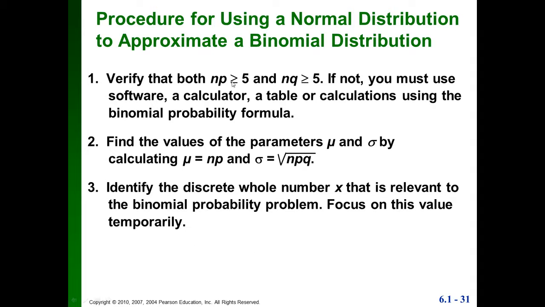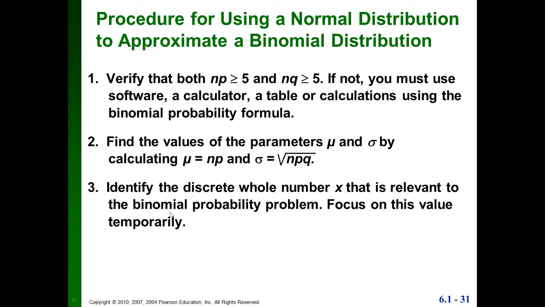Now, the procedures for using a normal distribution to approximate the binomial distribution. You need to verify that both n times p is greater than 5 and n times q is greater than 5. If not, you must use software, a calculator, a table, or calculations using the binomial probability formula. Then you find the values for the parameters, mu and sigma, by using the formulas here: mu equals n times p, and sigma equals the square root of n times p times q.